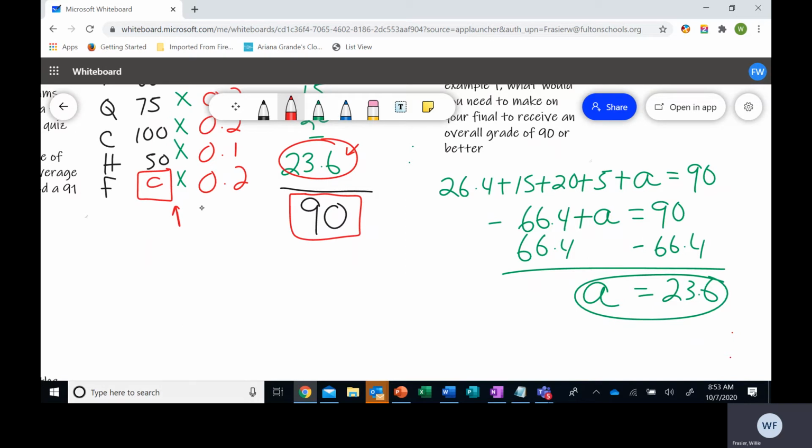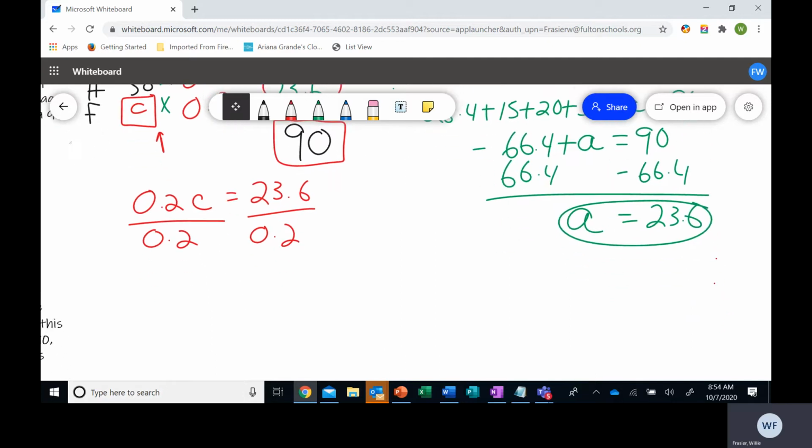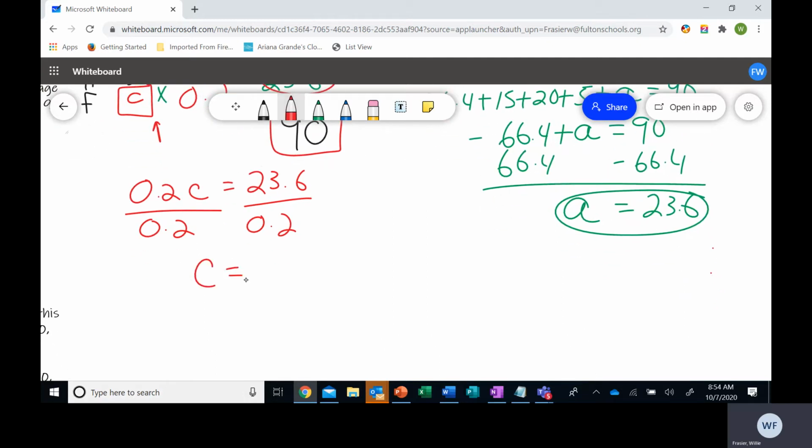Let's work that out. It's going to be 0.2 times C equals 23.6. That's how we get that. All we're doing is multiplying this together, and then we have to solve for what we don't know, which is C. How do we do that? Just divide both sides by 0.2. We're solving for C, so we divide both sides by 0.2. 23.6 divided by 0.2 is equal to 118. That's too much. So C is equal to 118. That is what you have to make on your final.